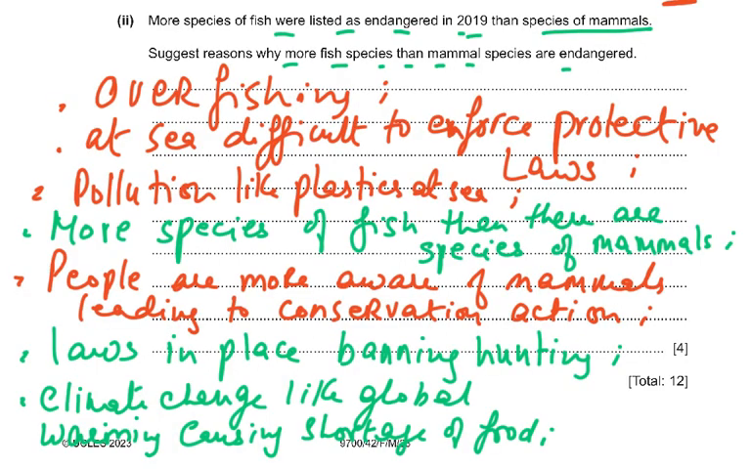So any of these points would have been valid for the 4 marks. Overfishing at sea, difficult to enforce protective laws. Like, the enforcement of mesh size is one of the most important things, but it's very difficult to enforce these laws in these large oceans. Pollution like plastics at sea, more species of fish than species of mammals. People are more aware of mammals, leading to conservative actions. Laws in place banning hunting, climate change like global warming causing shortage of food.